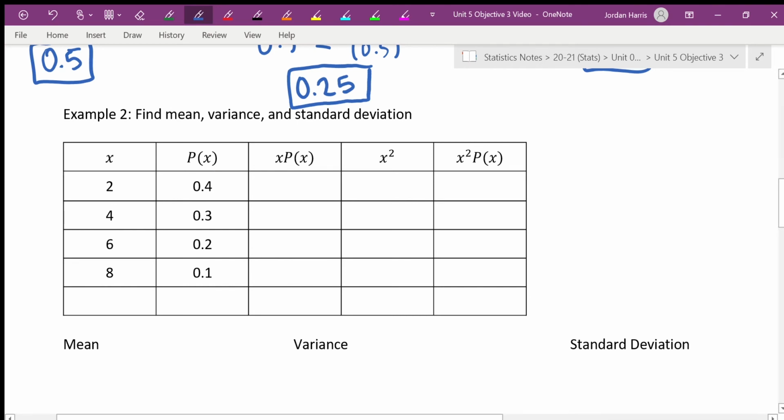When we find our mean, we're going to expect it's going to be closer to the 2 or the 4 and further away from the 6 and the 8, right? Because these things are more likely to occur, so the expected value is going to be closer to those 2. So x times p of x for each one. Use your calculator if you should be using your calculator. Okay. Then I get x squared, which is 4, 16, 36, 64. Then we get x squared times p of x.